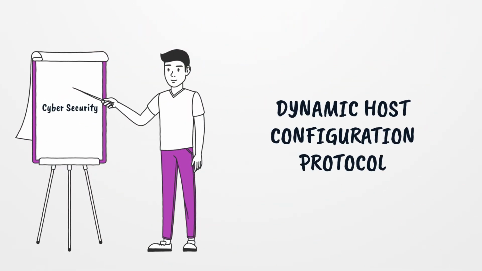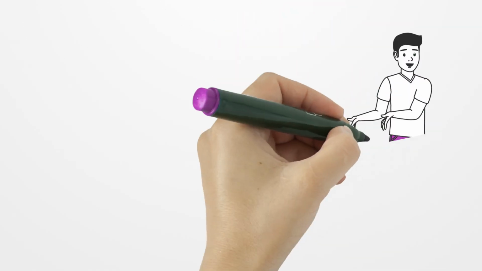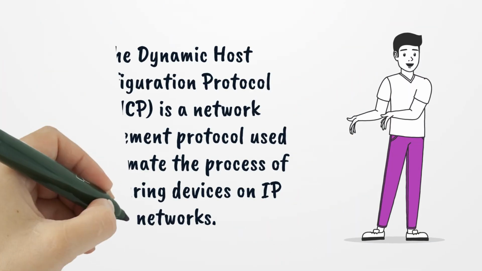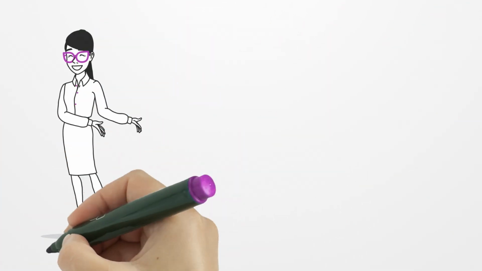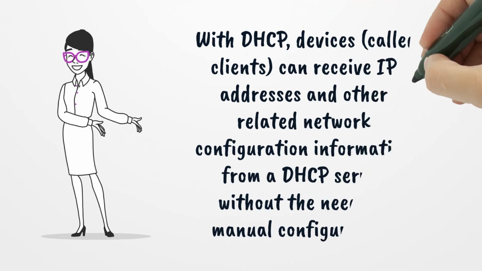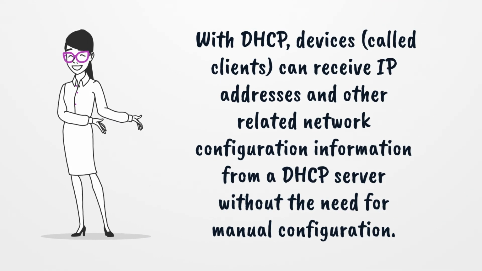The Dynamic Host Configuration Protocol, DHCP, is a network management protocol used to automate the process of configuring devices on IP networks. With DHCP, devices, called clients, can receive IP addresses and other related network configuration information from a DHCP server without the need for manual configuration.